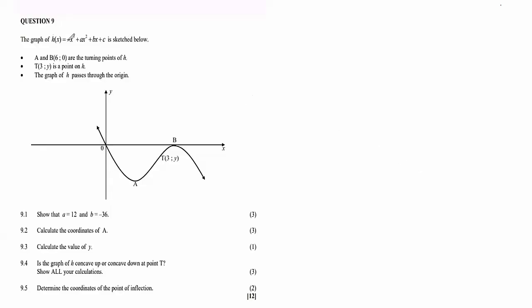Okay, so we have question 9. It says the graph of h of x is equal to negative x cubed plus ax squared plus bx plus c is sketched below. We are given the coordinates (6; 0) and another point as the turning points of h, as we can see. Then (3; y) is a point on h, and the graph of h passes through the origin. Then 9.1 says show that a is equal to 12 and b is equal to negative 36.